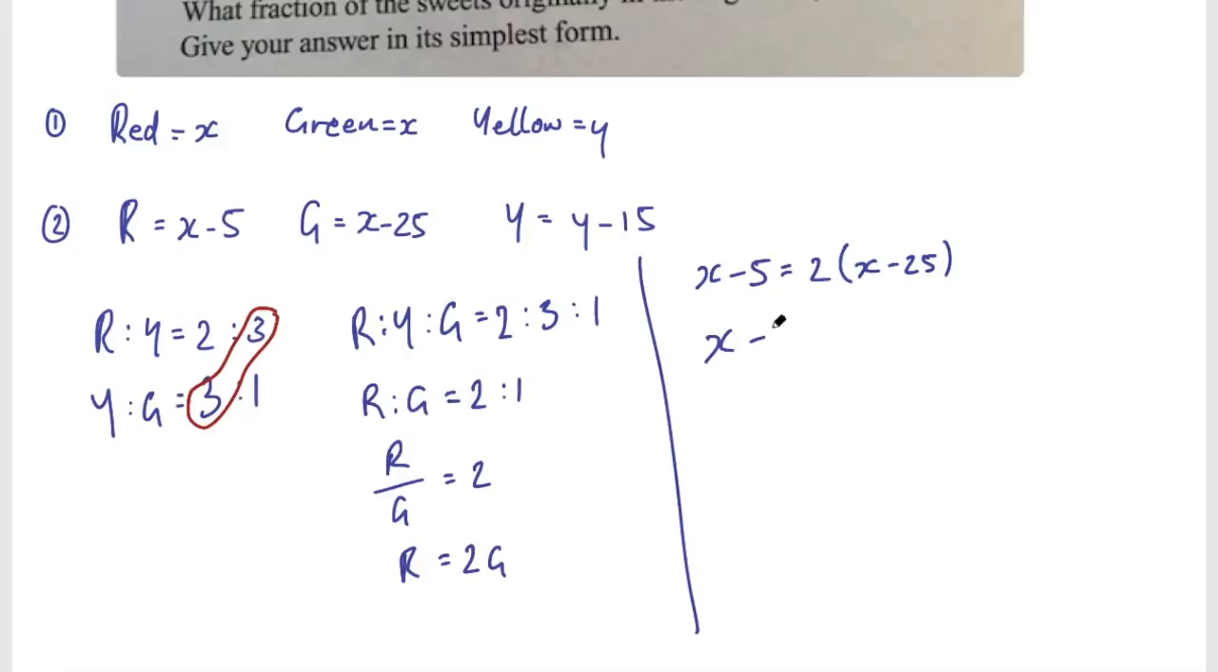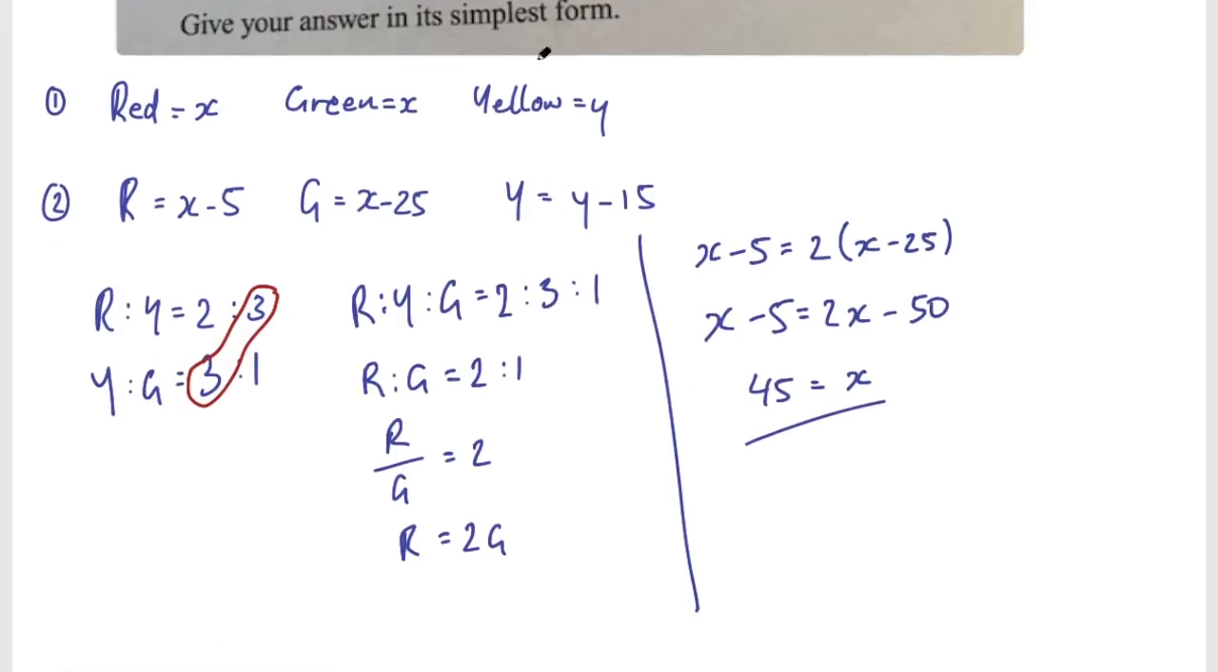So I'll have X minus 5 equals 2X minus 50, and then subtract X from this side, so I have X, and add 50 to this side, so I have 45. So X equals 45, so originally I had 45 red sweets and 45 green sweets.